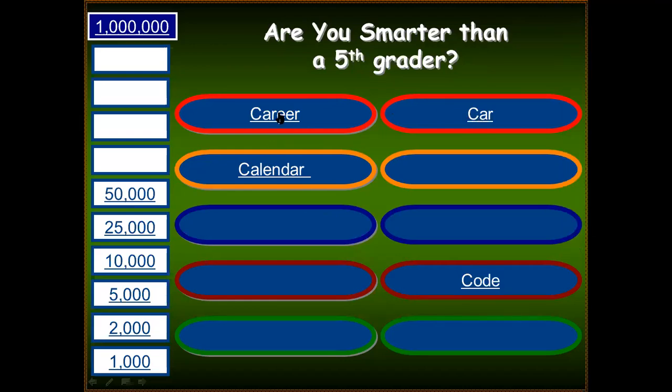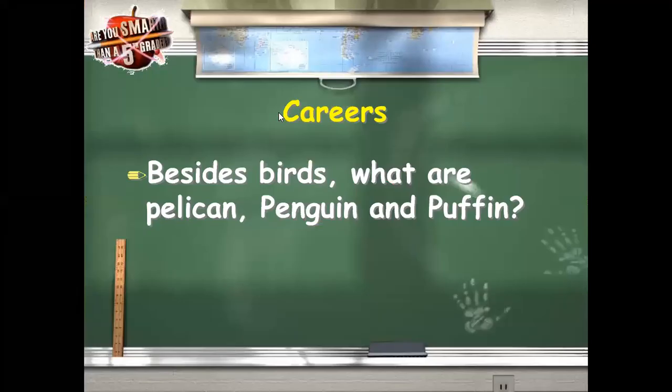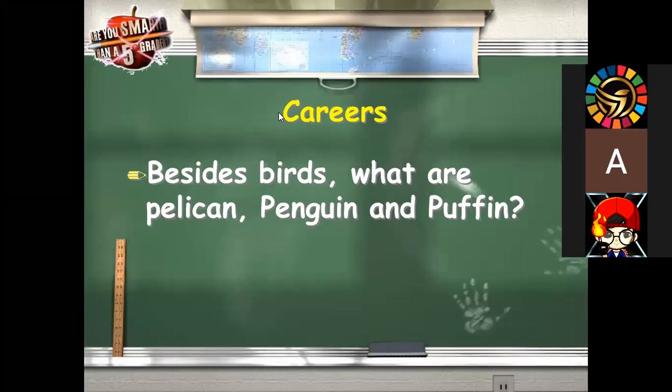there are four C's here. Okay, career. I heard career first. I'm going to career. Okay, career question. Besides being birds, the difficult one. Give me an answer. What are these? Pelican, penguin, and puffin. Besides albatross? Albatross. What are these, by the way? They are birds, I know that. But what else are they? Khalid, go ahead. Give an answer.